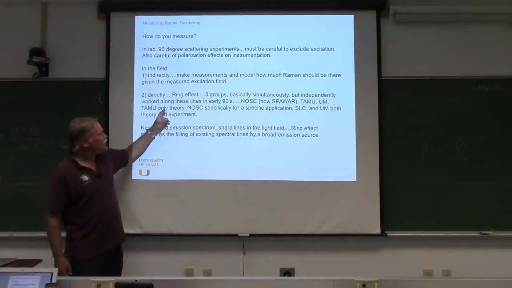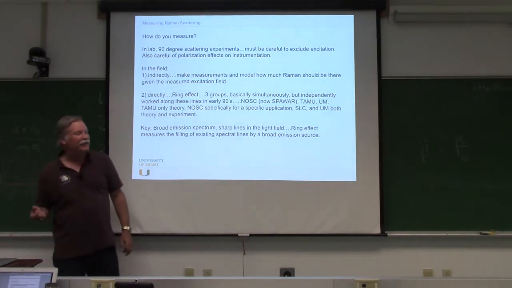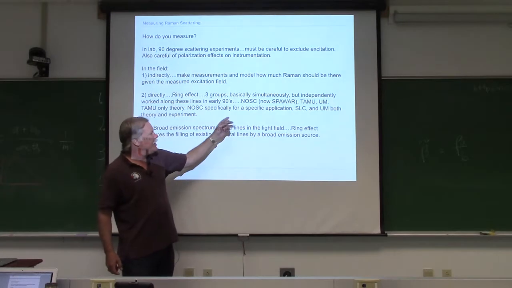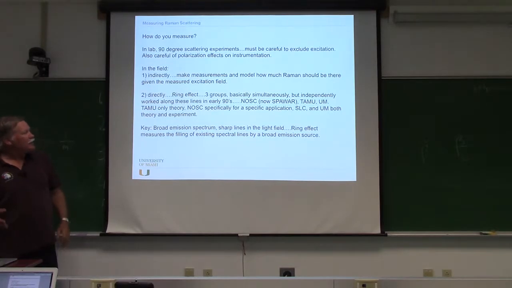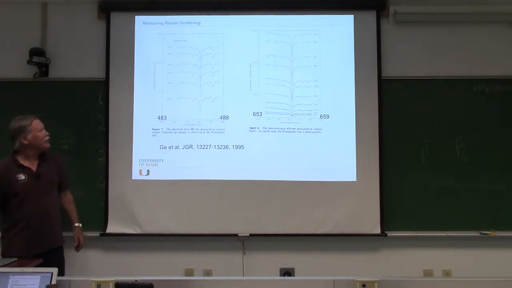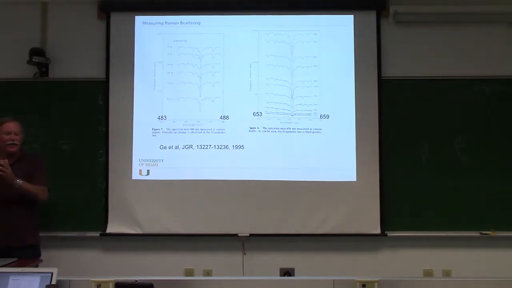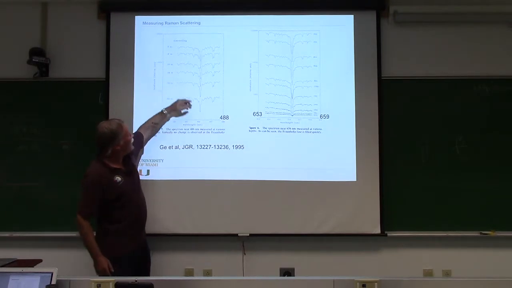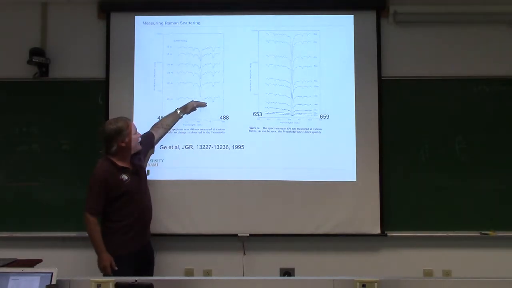The A&M group was George Kattawar, it was all theory. NASA was looking at it specifically for this program called satellite laser communication. And then I was working with Howard. If you're shifting light from one wavelength to another, it's going to be broadband. The Raman shift is a broadband thing, so these sharp features should disappear as you get this extra broadband source being added to it.